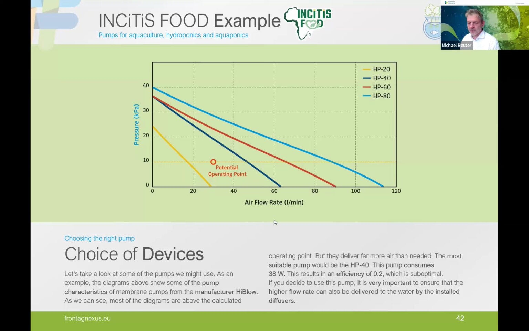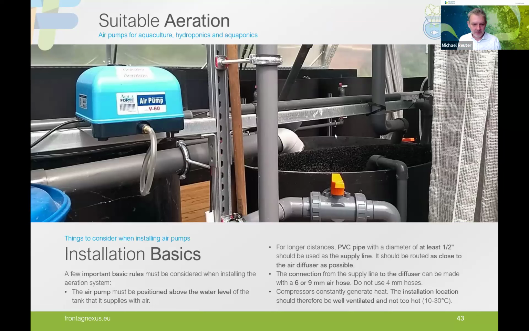So some last remarks regarding our air pump, how we install it. I already said we would have to use a large distribution pipe and only use the smaller hoses to connect from this distribution pipe to our diffusers. The air pump should always be placed above the water level of the water body that we want to aerate, to prevent water from accidentally running into our pump. The connection from the supply line to the diffusers should be 6 or 9 millimeter hoses. Do not use 4 millimeter hoses.